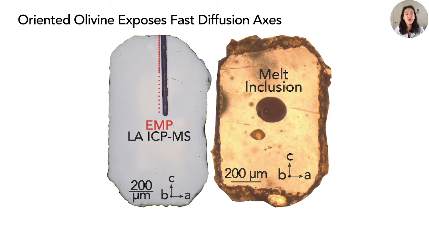From these samples, we isolate euhedral crystals of olivine and orient them along the AC or the O10 plane to expose the fast crystallographic axes of diffusion along C for iron-magnesium diffusion and along A for water. We measure iron-magnesium profiles in oriented euhedral olivine crystals along the C and the A axes to deconvolve the effects of growth and diffusion.